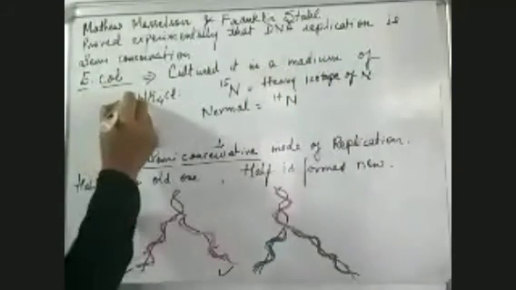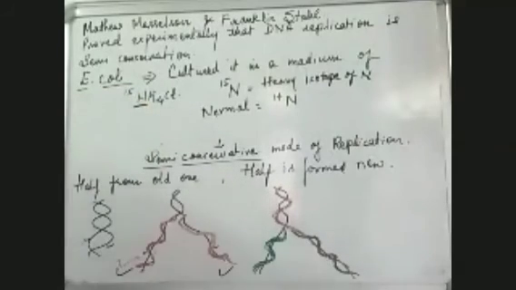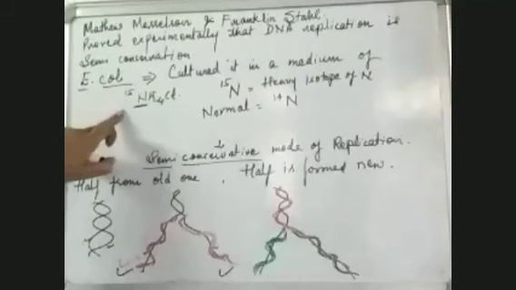And this heavy isotope of nitrogen was N15. So they did not use any radioactive isotope. In this experiment, what was used was the heavy isotope of nitrogen. Like in radioactivity, the radioactive substance can be detected by exposing it to some light. But this heavy isotope of nitrogen can be detected only by centrifugation. Only by centrifugation, the heavy isotope of nitrogen can be detected.